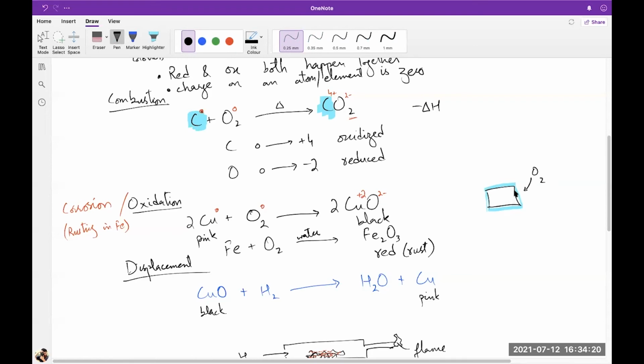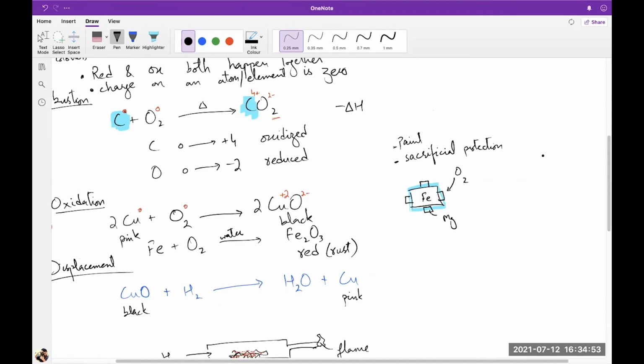Another way I can do this is that instead of having it painted, I can apply a small block of a more reactive metal. So let's suppose I had magnesium. So now oxygen will come and react with magnesium in place of iron because magnesium is more reactive. So I can paint it, or I can add another strong metal there, which is called sacrificial protection. That you sacrifice a more reactive metal to protect a less reactive metal.